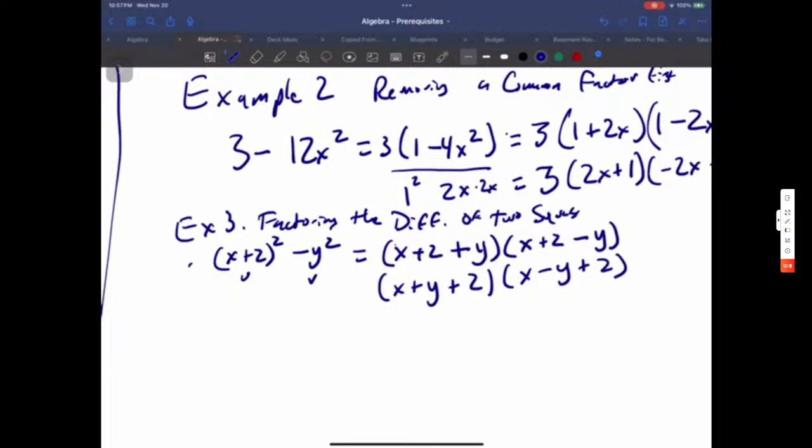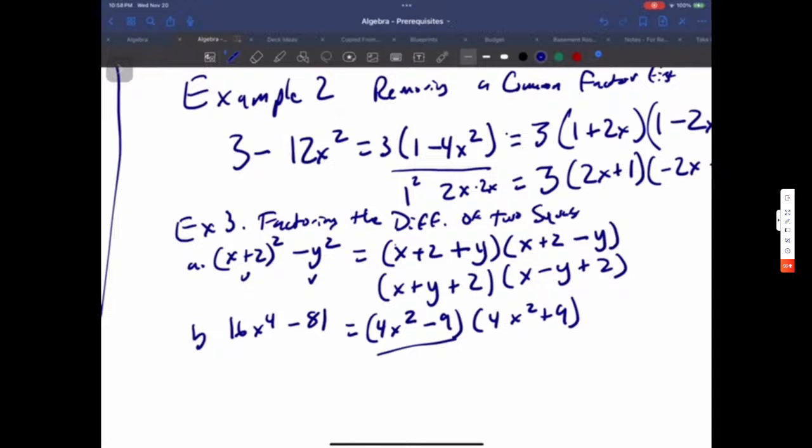Okay, and then we have 16x to the 4 minus 81. 81 is a perfect square, 16 is a perfect square, x to the 4th is a perfect square, so we have 4x squared minus 9 times 4x squared plus 9. It doesn't matter if you write the plus 9 first or the minus 9 first, because it's multiplication, you can write them either way. Because it's a difference of squares, I sometimes slip up and I write the difference first, but that's the correct factorization. Now, if you'll notice, we have another difference of squares.